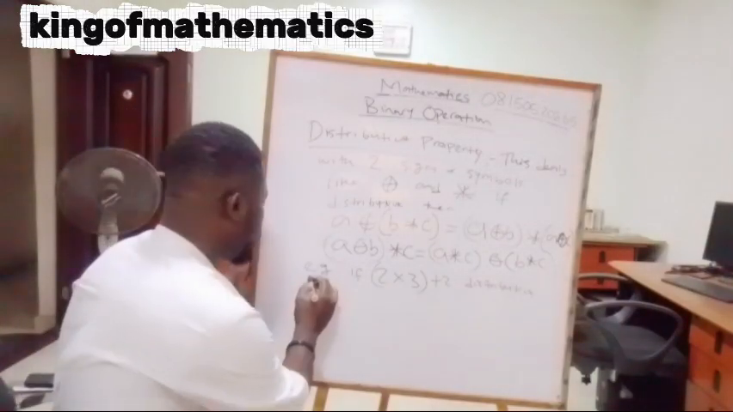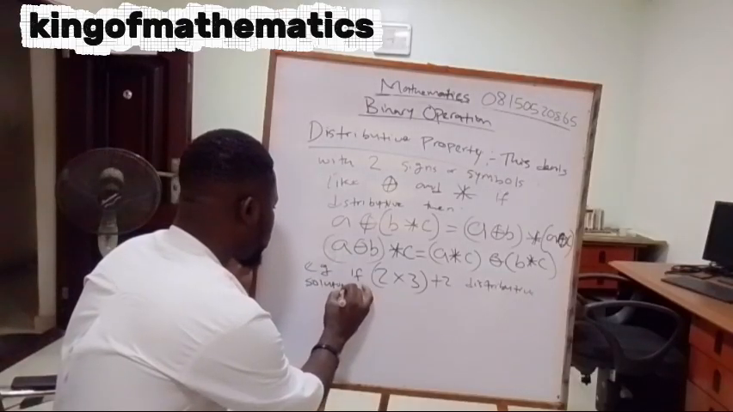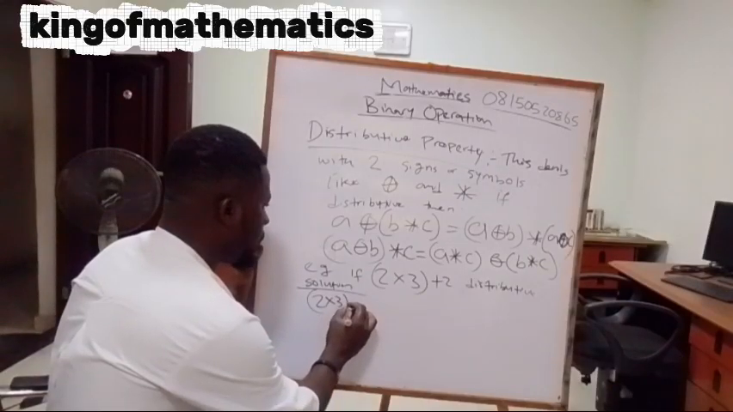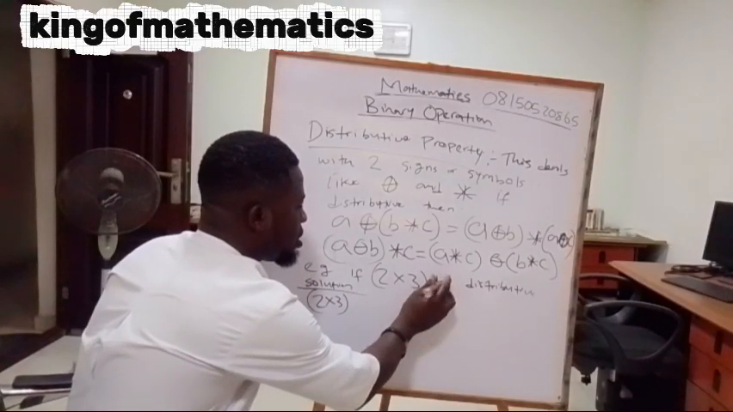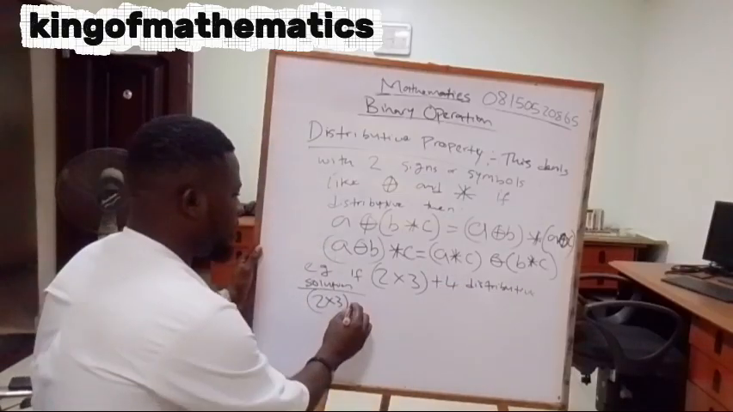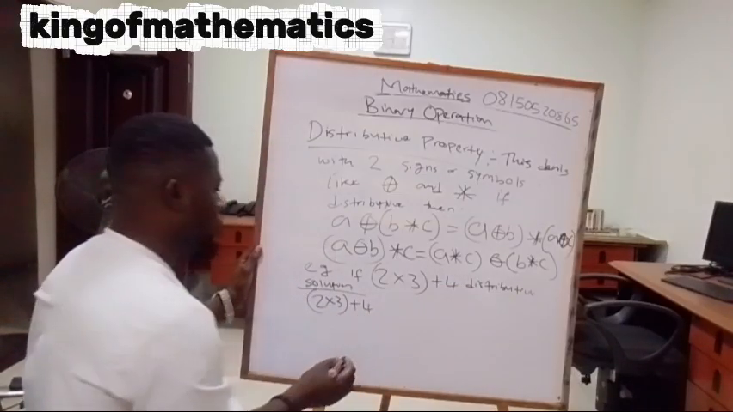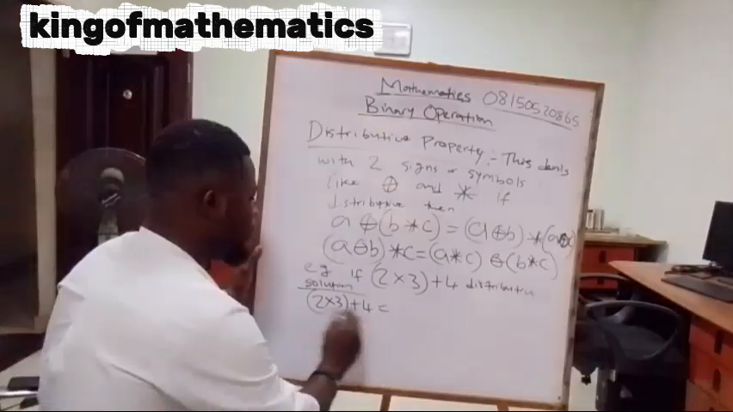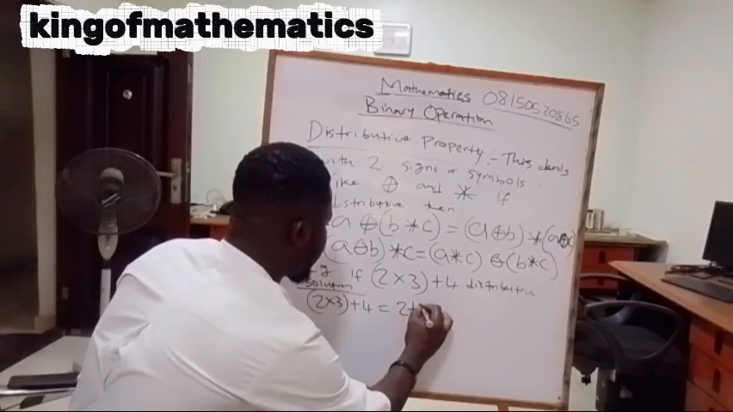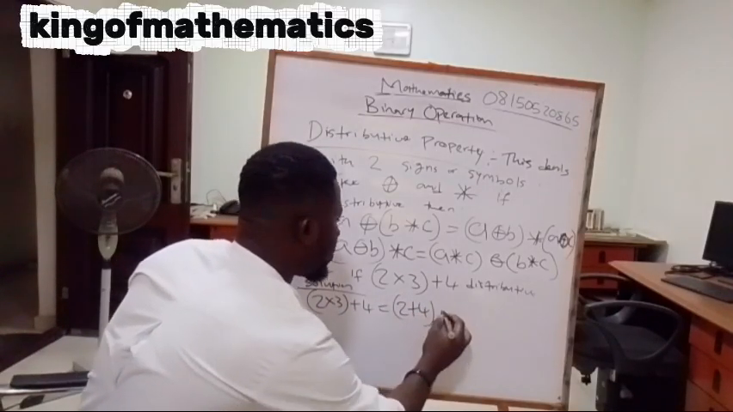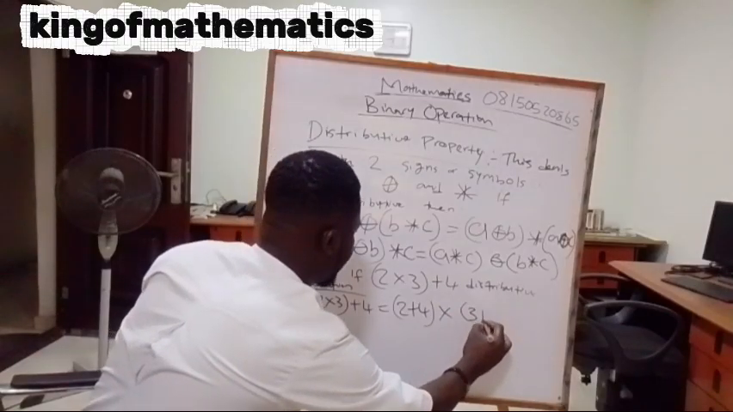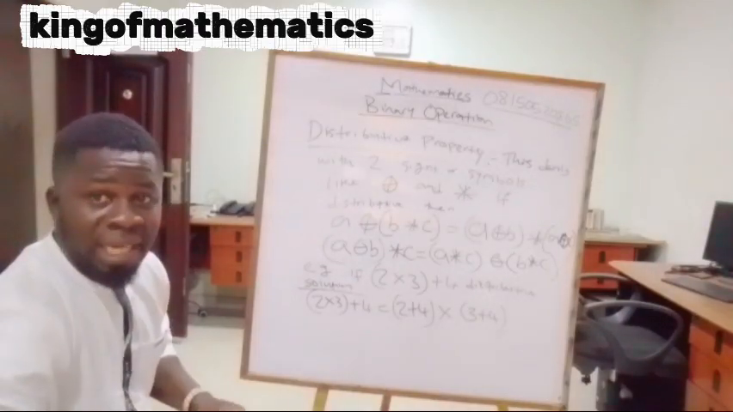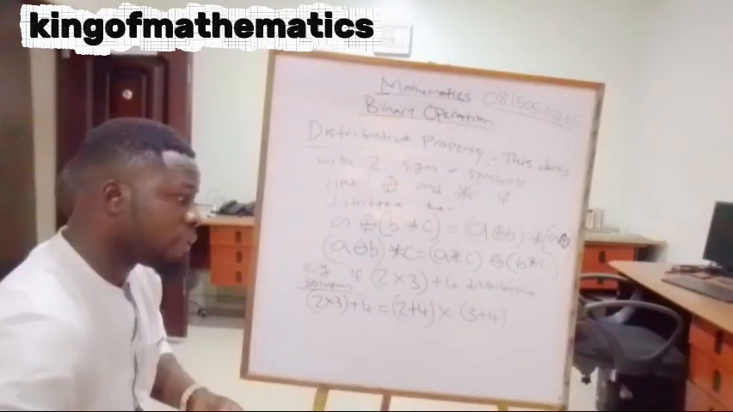So let's see the solution. So you have 2 operation, sorry, let's use 4, not the same number. So plus 4. So if you are going to be distributing, that means this should give us 2 plus 4, then times 3 plus 4. These two should give us the same answer. Let's now see if truly it will give us the same.